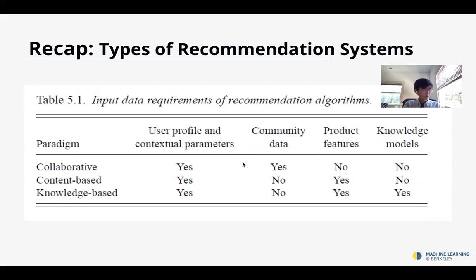You might have use cases where you initially don't have community data, but you do have product features. One solution is to use a content-based system early on and then switch to a collaborative system. But you can also do it in a smarter way, where you hybridize these two models and increase the weight on your collaborative system over time. What we're going to talk about today are different ways to combine these models.